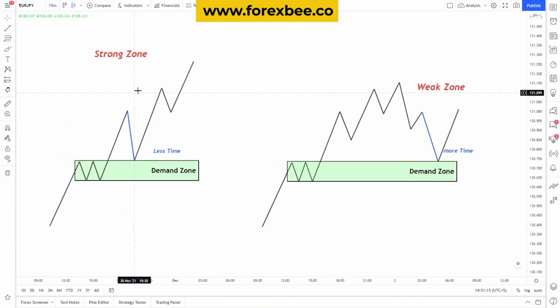So in the strong zone, the price came back to the demand zone right after the formation of the zone. Here we can see that it came back right after the formation. But in the weak demand zone, the price came back to the zone after a long time, after moving for a while above the zone. This is the main differentiation between the strong demand zone and the weak demand zone.